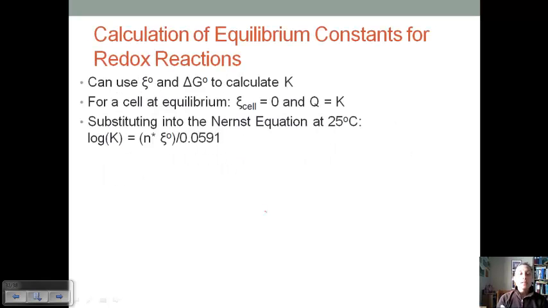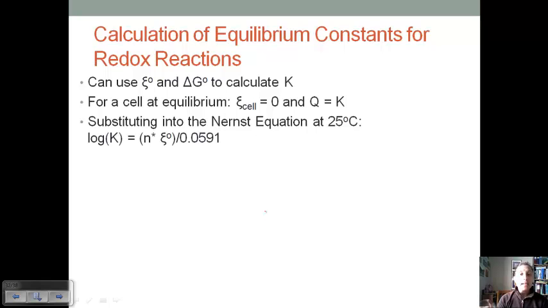Okay, so we can also calculate equilibrium constants for redox reactions because we've been talking about the relationship between concentration, cell potential, free energy, and then equilibrium. And so we can use cell potential and the change of free energy to calculate K. So for a cell at equilibrium, we know that Q is equal to K and the cell potential is 0. Talked about this already with concentration cells.